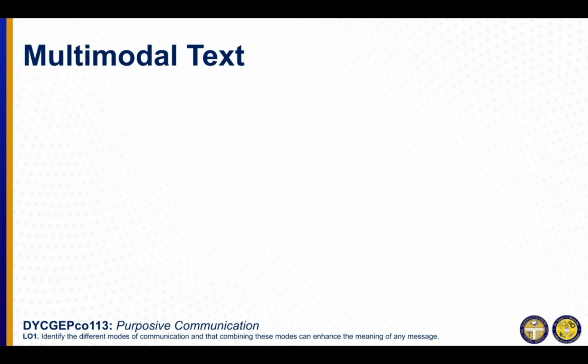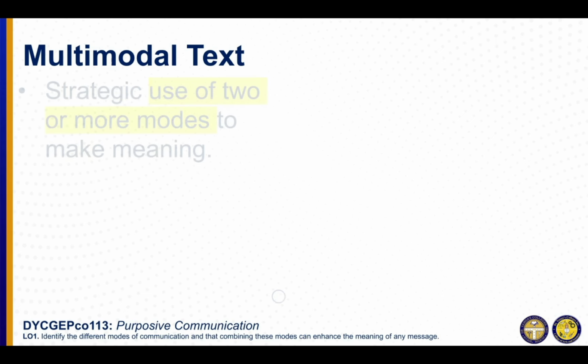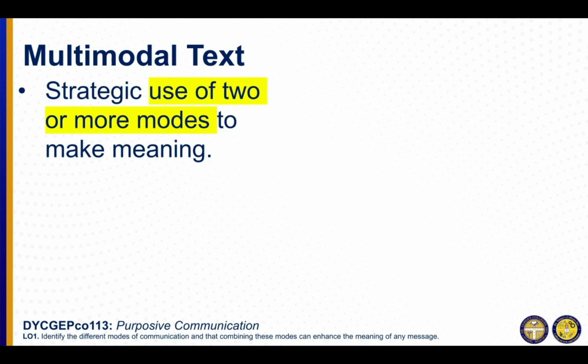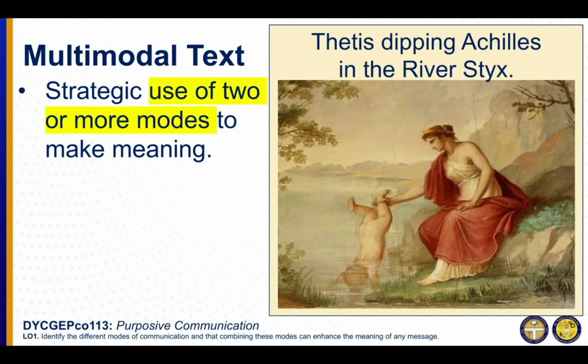So, what is a multimodal text? A multimodal text is a strategic use of two or more modes to make meaning. Meaning, in order to convey a message, a meaning to your audience, you use two or more ways to do so. Look at this example.